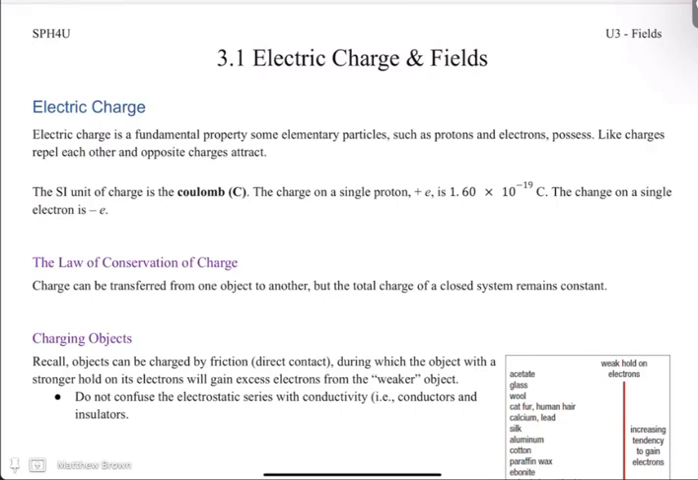So this plus e is what we tend to use when we do electricity, we go with the idea of a positive e charge. So that's 1.6 times 10 to the negative 19 coulombs. That's not an exact number, but it's pretty accurate. And then the charge on an electron is just the negative of that.